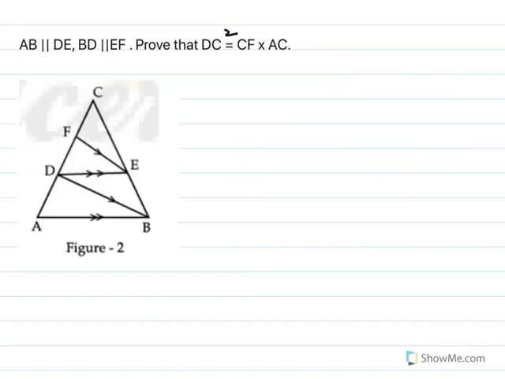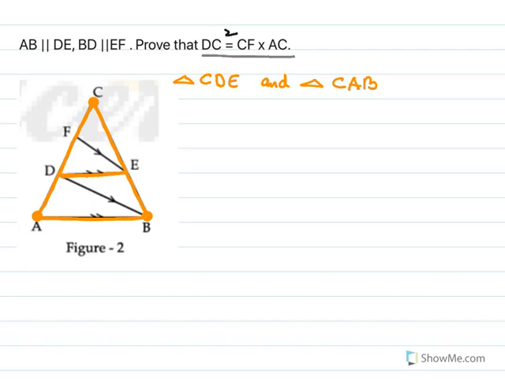Now the same sum can be asked in another way. We have to prove here DC square equal to CF into AC. And we take the same triangles, AC, AB. Here is a line that is parallel. Now if you notice, you can see two triangles here. One is triangle CDE and triangle CAB, the bigger triangle. And both these triangles are similar. Why? Angle D equal to angle A, corresponding angles, and we have E equal to B, corresponding angles. So the two triangles are similar by AA test.